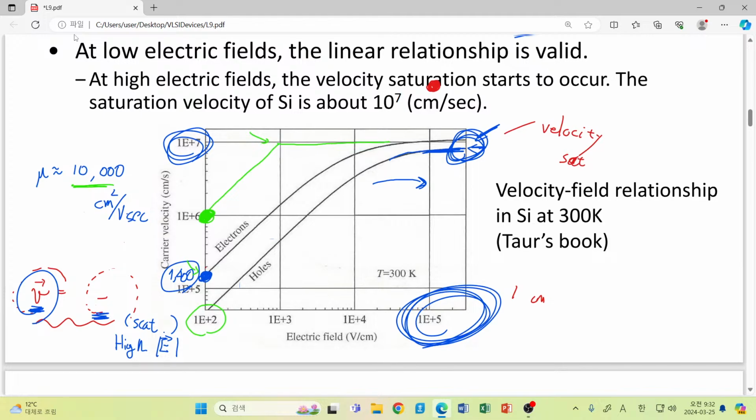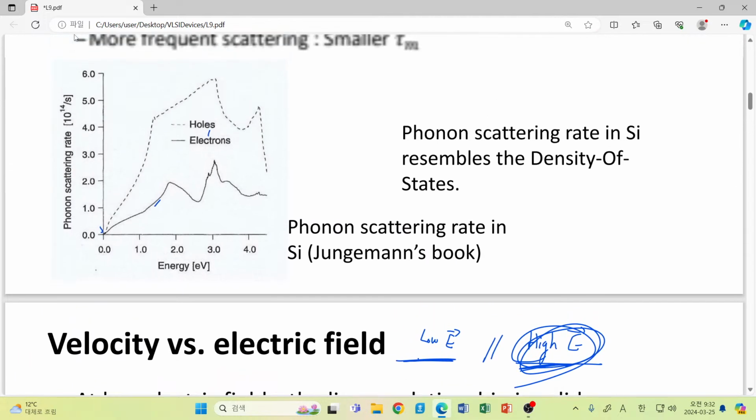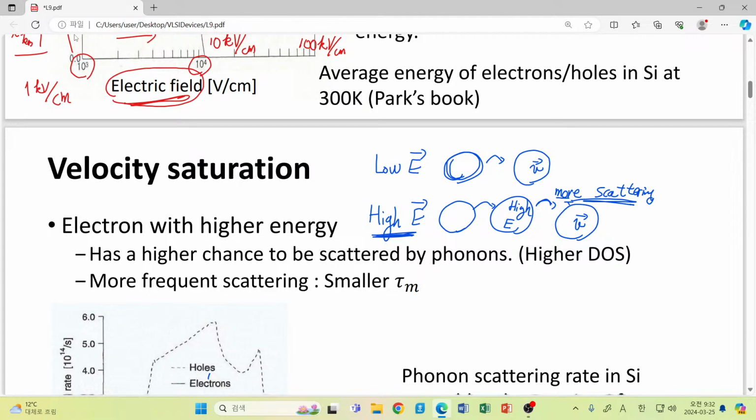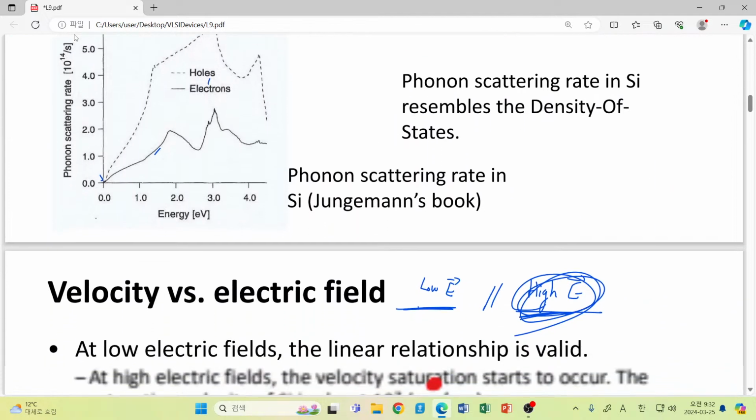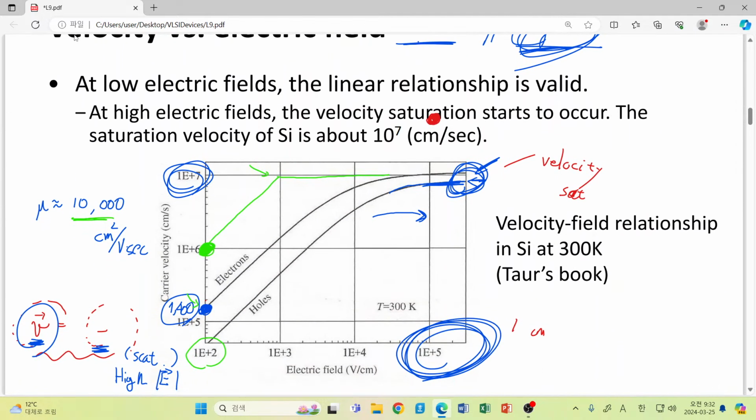So saturation is such an important thing. So please, when you do your real job, always consider this velocity saturation effect. And yes, now we have this form.